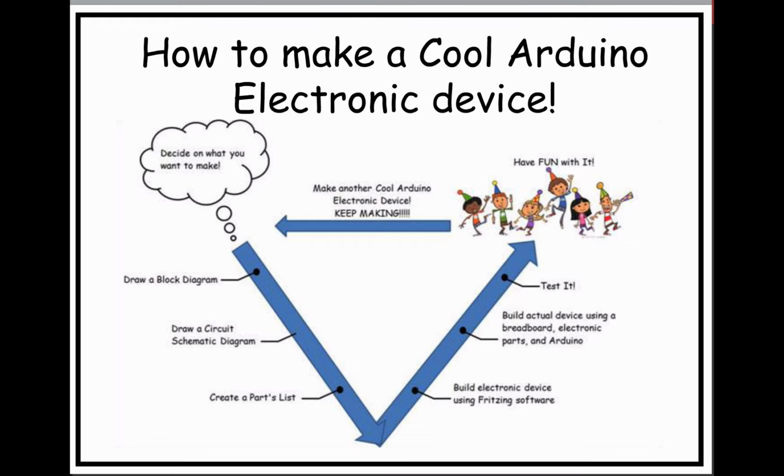So now we just finished that left side of the V. Now we're going up on the right side of the V, and this side is where the fun begins. You can actually build your device because you planned it on the left side. Now you're going to actually build it on the right side. So I don't know how many of you folks are familiar with Fritzing software, but it is a really dynamic package, meaning you can create breadboard circuits, and from there you can create your circuit schematic diagram, and once you have that, then you can use those two documents to actually build your device.